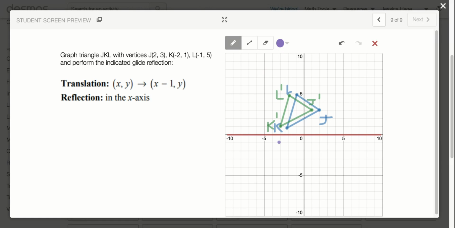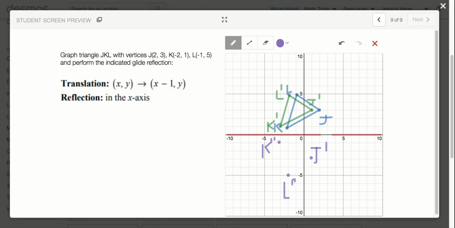So if we're 1 unit away, we're right there. So that's K double prime. And then L is 1, 2, 3, 4, 5. So we're going to go 1, 2, 3, 4, 5. And then make sure it lines up with the green one, and then J is 3, so we're going to go 3 here. Put that point right there. So that's J double prime. All right, and then we're going to connect those.